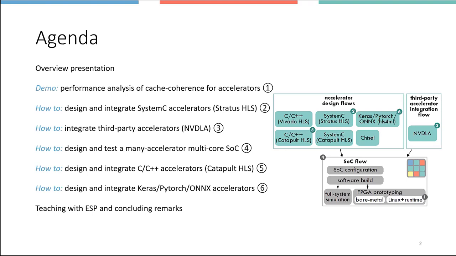From designing and integrating SystemC accelerators to integrating third-party accelerators, to designing and testing a many-accelerator multi-core system on chip; designing and integrating accelerators with high-level synthesis, with an example using one particular commercial high-level synthesis tool; and designing and integrating accelerators for a particular application domain, embedded machine learning. We will start soon with a demo on how to use ESP to do performance analysis of cache coherence for accelerators in a complete system setting, leveraging FPGA prototyping.